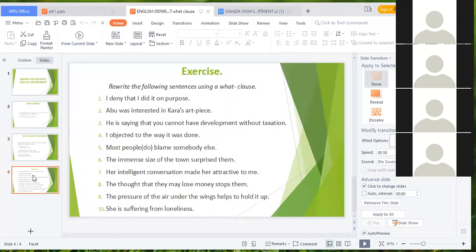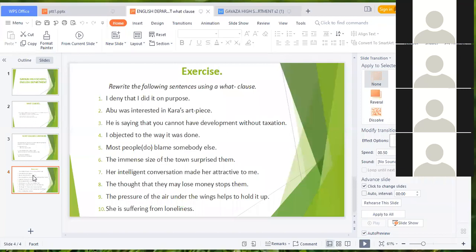The pressure of the air under the wings helps to hold it up. Okay, we can have Cynthia. What helps to hold it up is the pressure of the air under the wings. Beautiful. Thanks a lot. Lastly, let us look at number 10.